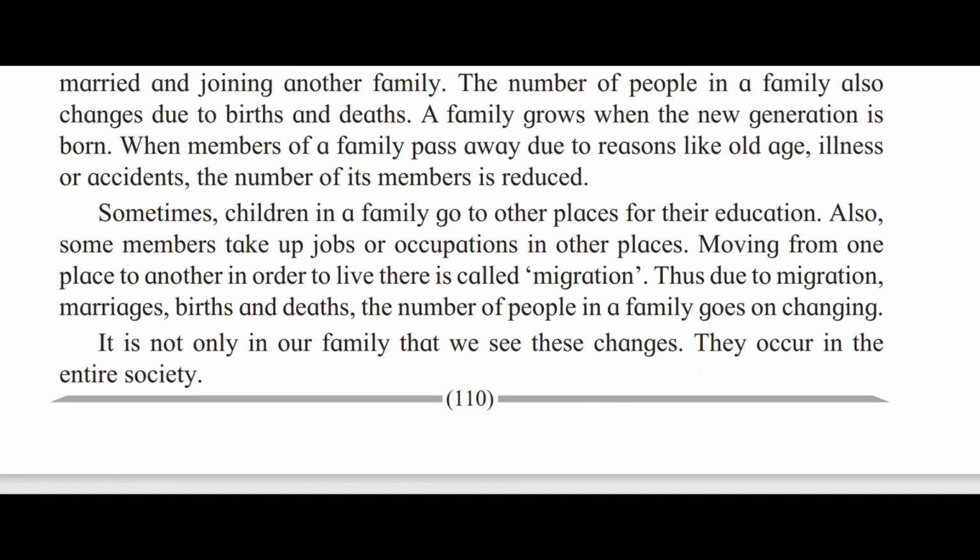Sometimes children in a family go to another place for their education. Also, some members take up jobs and occupations in other places. Moving from one place to another in order to live there is called migration. Thus, due to migration, marriages, births, and deaths, the number of people in a family goes on changing. It is not only in our family that we see these changes, they occur in the entire society.